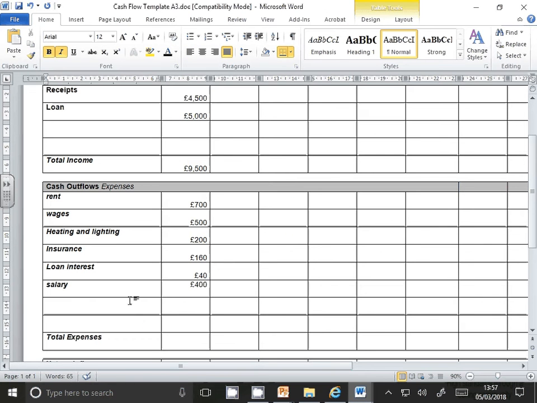We'll call it variable costs. It could be called cost of sales as well, because it's how much does it cost you to get that to sell it in the first place. So we'll put that in, 2,700. Now there's one more thing, one more cash outflow in January.